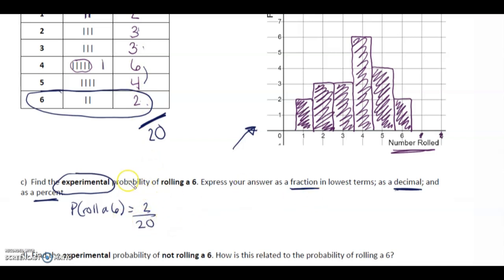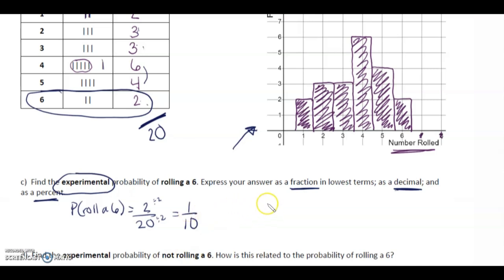This is the fraction. Let's express this in lowest terms. What do both the 2 and the 20 divide by? Well, they both divide by 2, and we get 1 over 10. So what this means is that experimentally, 1 out of every 10 rolls, we're actually rolling a 6.